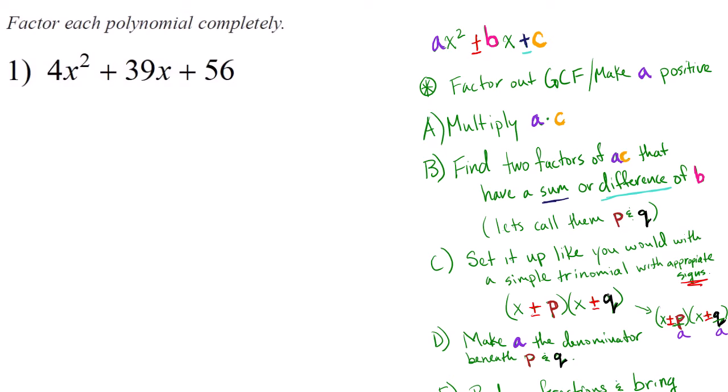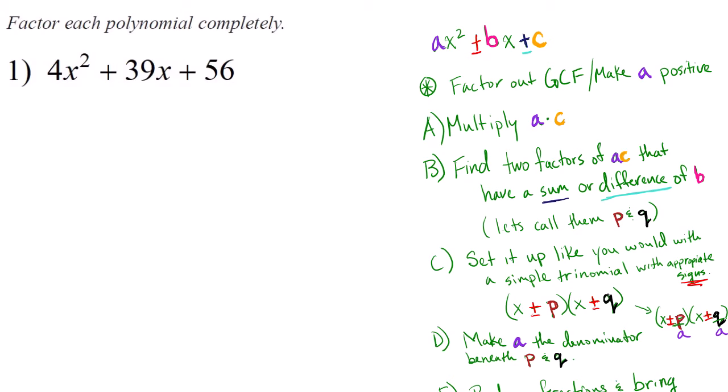All right, so the first step I have here is factor out the GCF and make a positive. So you always want the leading coefficient to be positive when you're doing this factoring method. But for today only, we're not going to worry about that one. I'm going to keep it in there, but we're not going to be worrying about the GCF today.